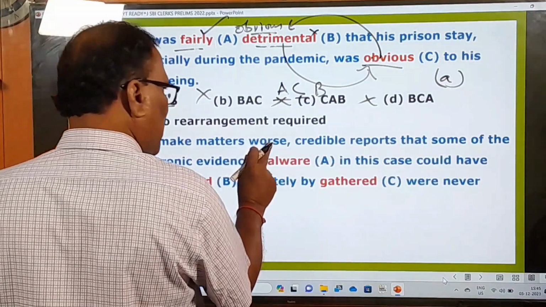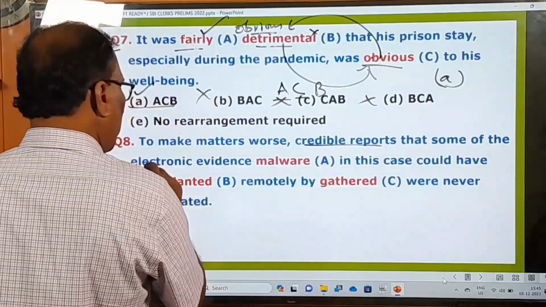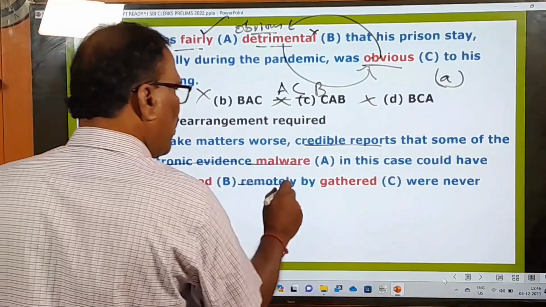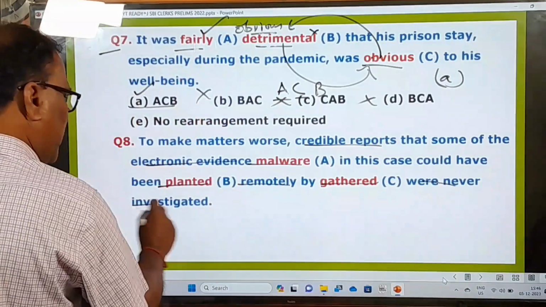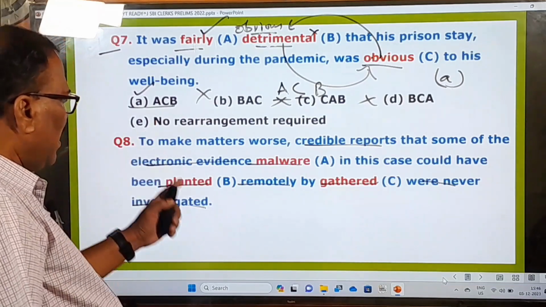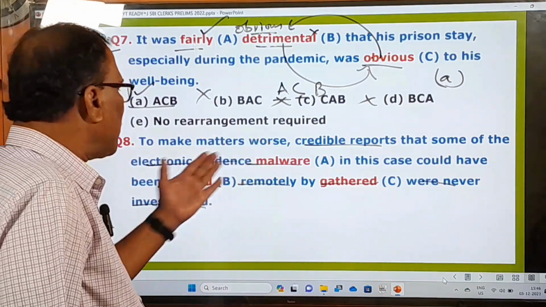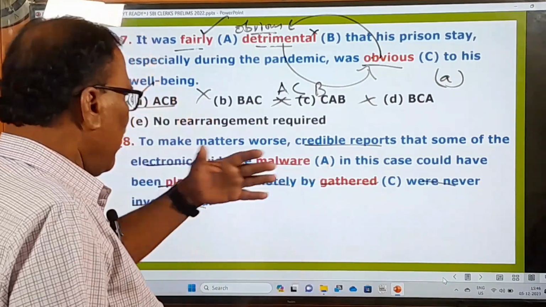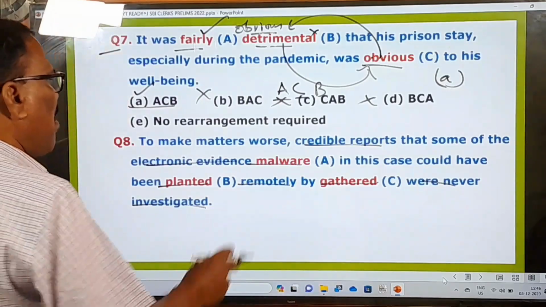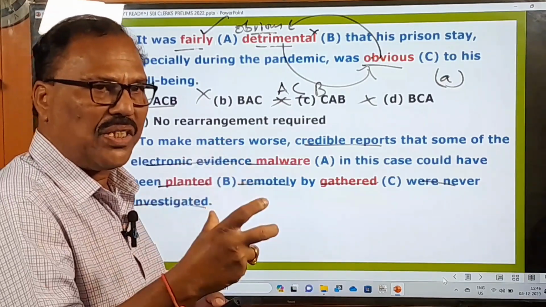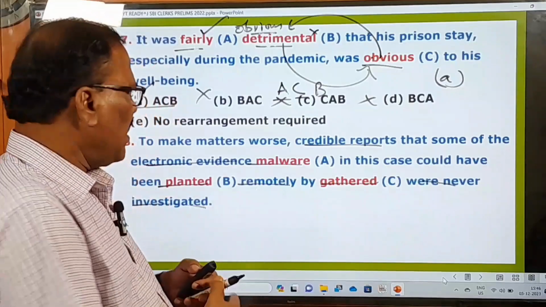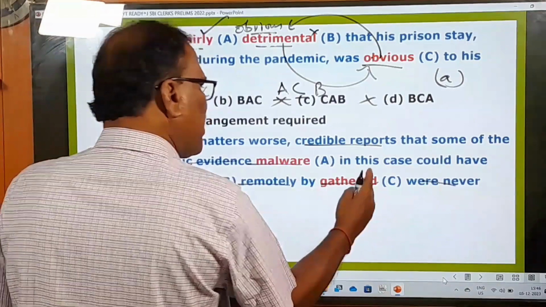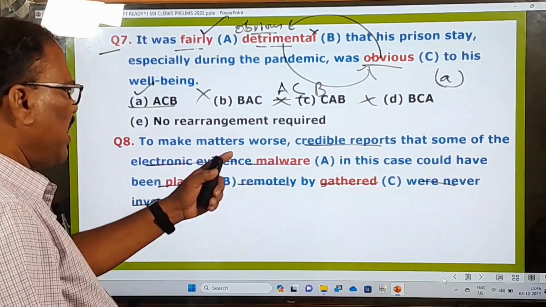To make matters worse, credible reports that some of the electronic evidence, malware, in this case, could have been planted remotely by gathered were never investigated. So here again in this sentence, three words are given in bold. Here I have given them in red color. Malware means some technology designed to interfere. Planted means sowed the plants. And remotely gathered means collected. And these are the meanings of these words.